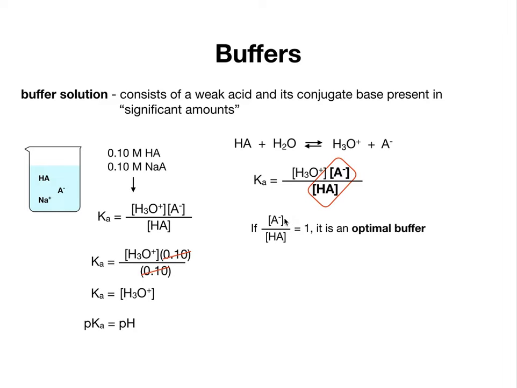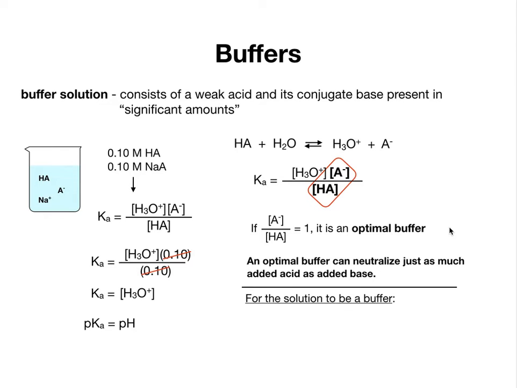Okay, how is this going to be equal to 1? If this concentration is equal to this concentration, if the two concentrations are equal, what's going to happen? They're going to cancel out. We're going to get the hydronium equal to Ka and the pH equal to the pKa. That's what we have with what we call an optimal buffer. It's called an optimal buffer because it can neutralize just as much added acid as added base.